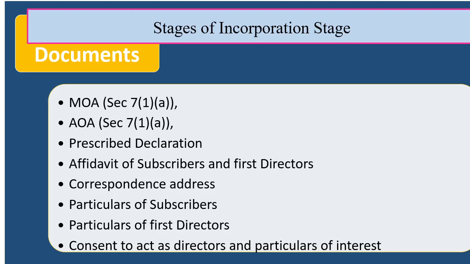And the first directors. So first director's name is mentioned in the basic documents, and he should give the declarations here. The first directors will become very special for the formation of company, and his declaration should be given. Affidavit of subscribers and first directors. So affidavit of subscribers, their willingness to subscribe the shares.